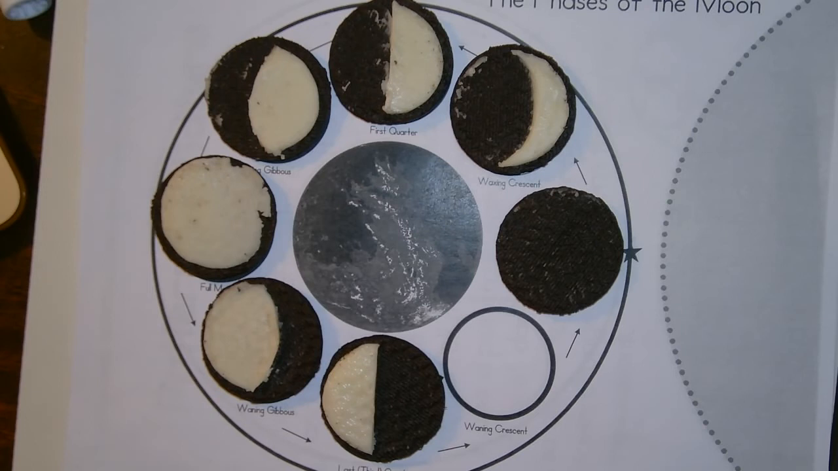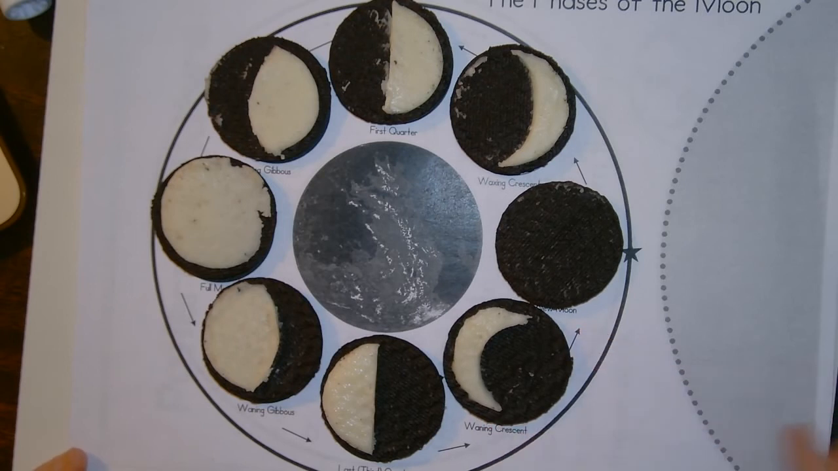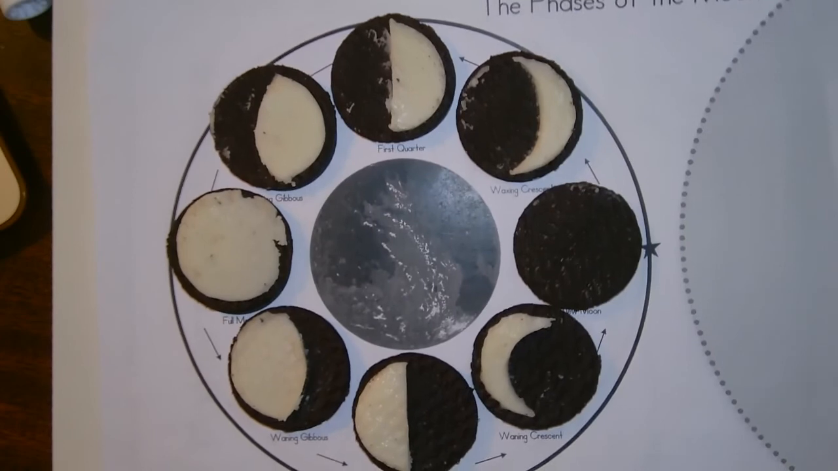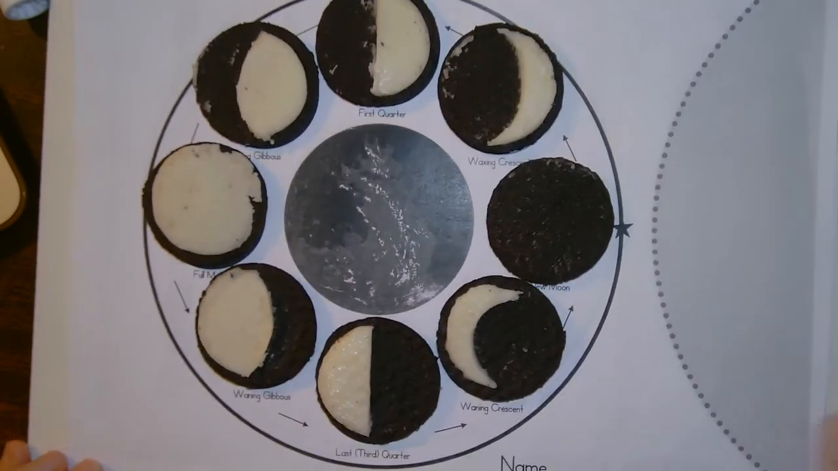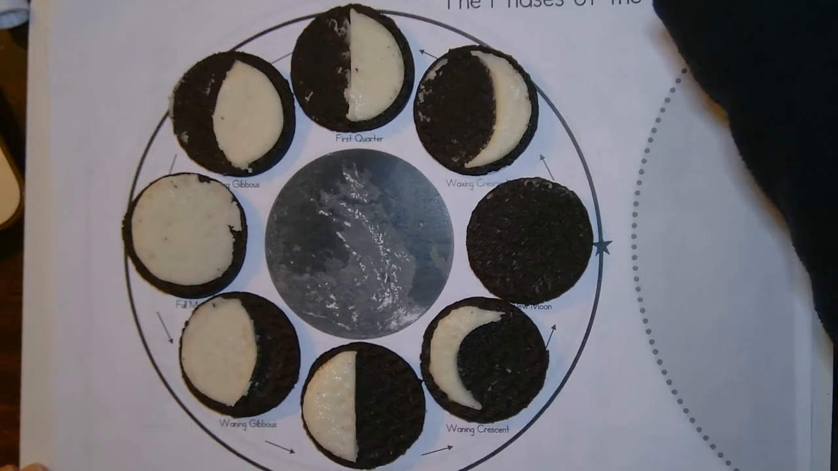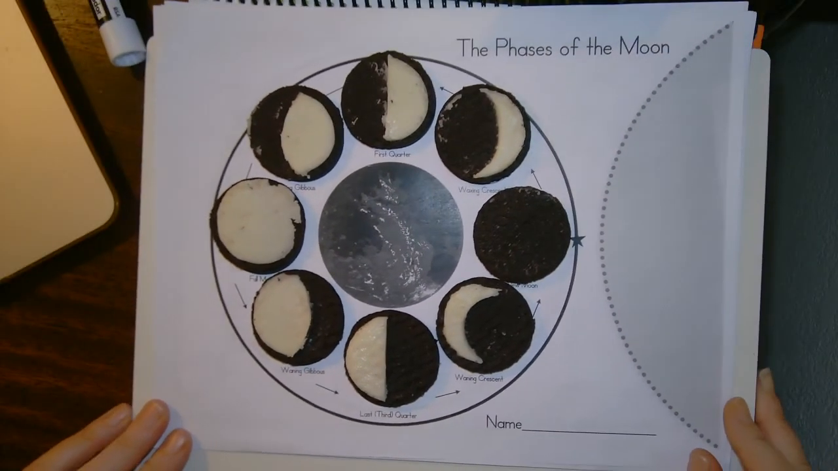And our last phase of the moon is our waning crescent. Waning, it means it's getting smaller, smaller, and there is our waning crescent. And there are the phases of the moon. Maybe let me put that back a little bit. There we go. The phases of the moon.